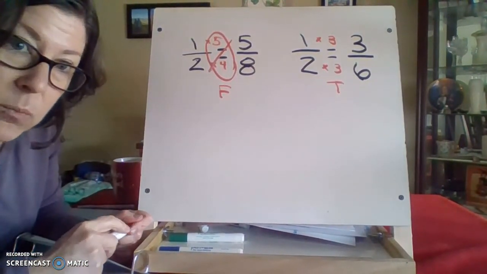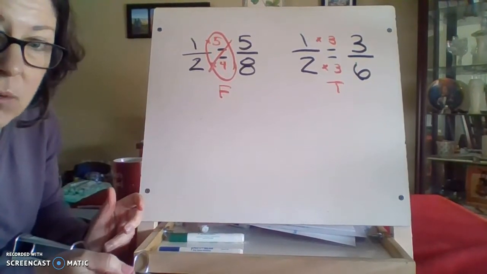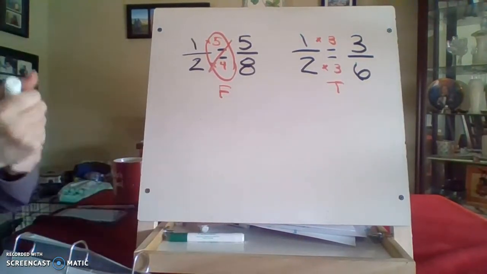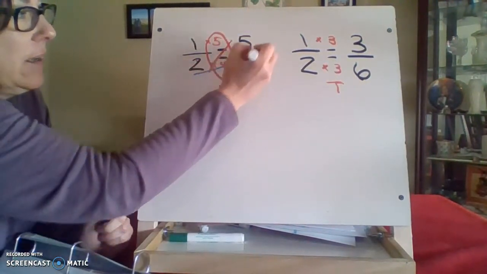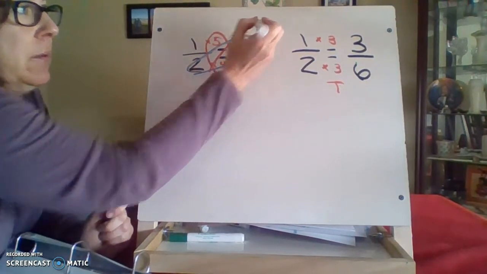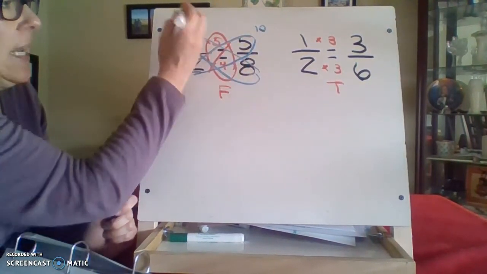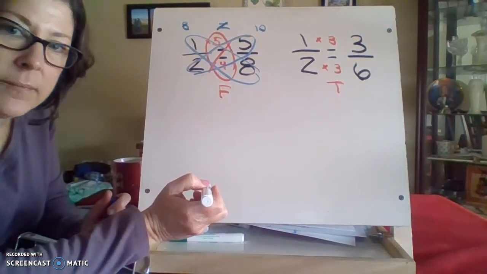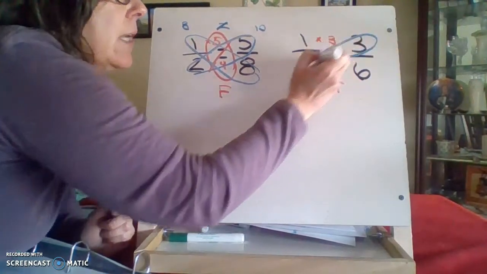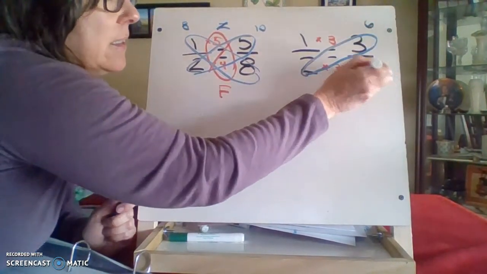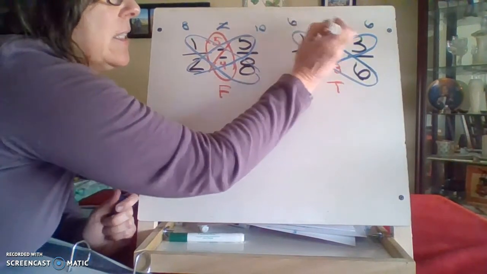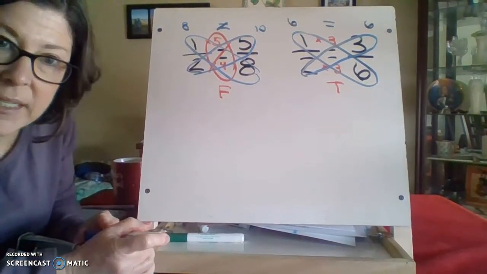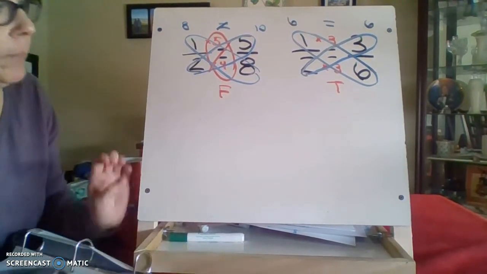Another way that we can check if fractions are equal is our shortcut, which remember our shortcut is that butterfly. I did 5 times 2 is 10. 8 times 1 is 8. They are not equal. Over here, 2 times 3 is 6. 6 times 1 is 6. These are equal. So those are just two different ways that I can tackle that problem.